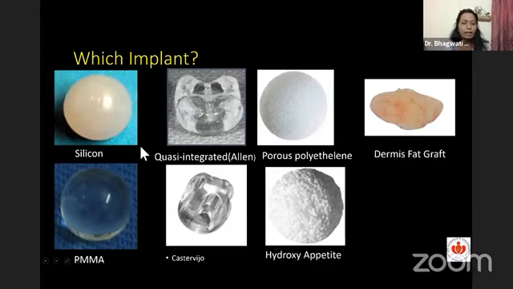Now, these are the different implants. This is a non-integrated implant, that is silicone and PMMA. This is a semi-integrated implant, and this one is an integrated implant, hydroxyapatite and porous polyethylene. So this is integrated to the orbital tissues by the growth of the fibrovascular tissues. And this can also be integrated with the prosthesis with the help of pegging. This one is a dermis fat graft, which is a biointegrated implant.